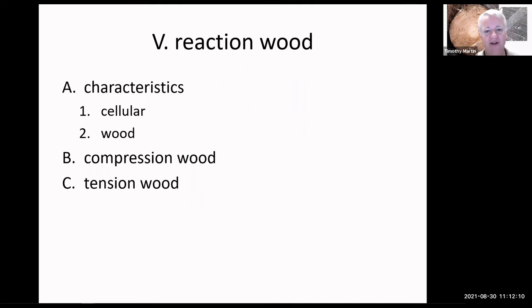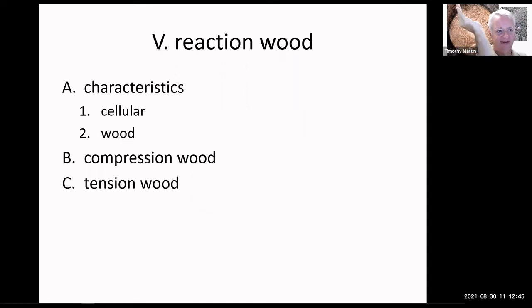So there are two types of reaction wood: compression wood and tension wood. And they are like they sound. Compression wood is formed on the underside of a lean, so on the underside of a branch or the underside of a leaning stem. Compression wood is formed only in gymnosperms, so in conifers. That's how I remember it: C for compression wood, C for conifers. So compression wood is formed only in gymnosperms.